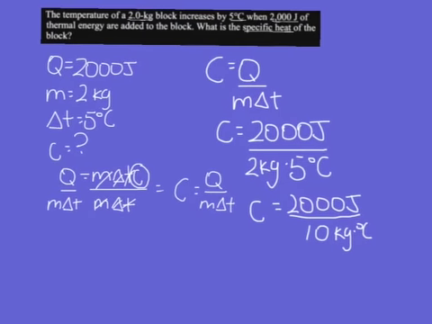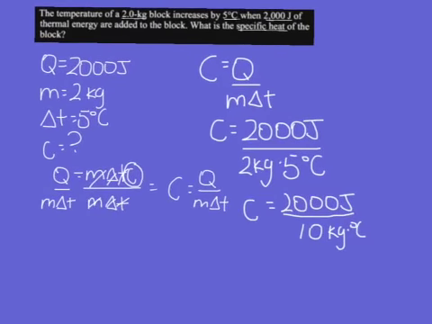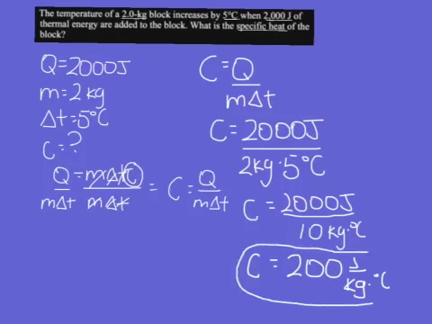Now, for the answer, just divide it, and you'll get 200. And for the units, just bring them down. So it's joules over kg times degrees Celsius as our unit. And so this is our answer. So that's how you find specific heat.